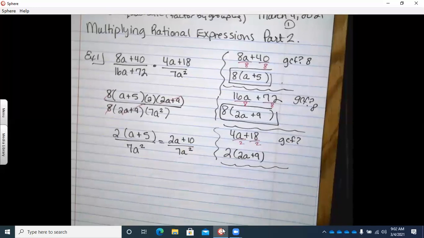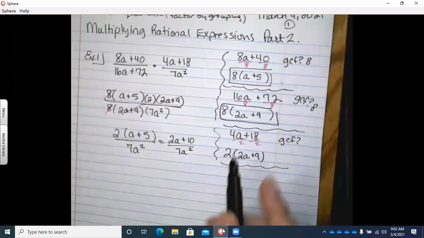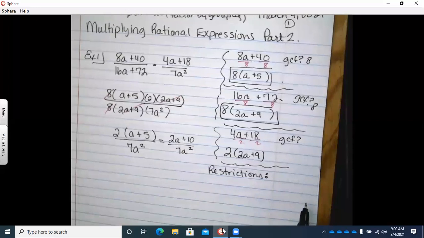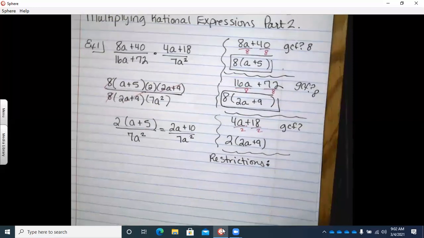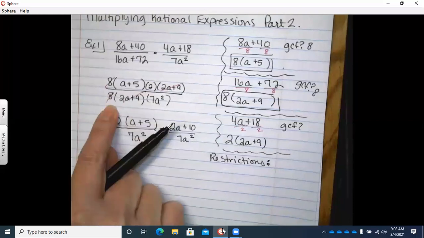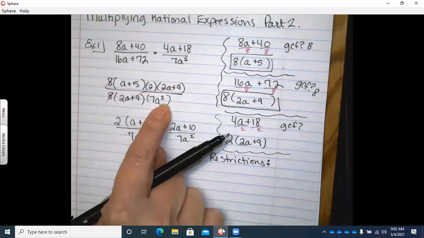Yes, so restrictions. Remember, restrictions are values that will give me a 0 in the denominator. So go back up to your problem, look at your problem when the denominator was factored. It doesn't matter if a 0 is in the numerator. You can have a 0 in the numerator. It's the denominator. We have three factors. Set them all equal to 0.